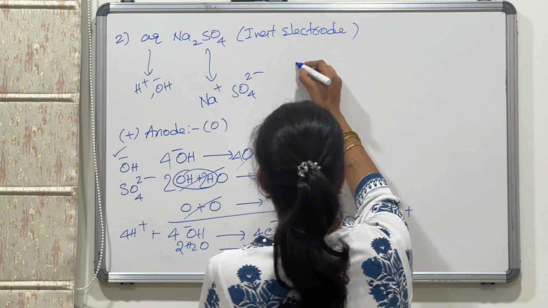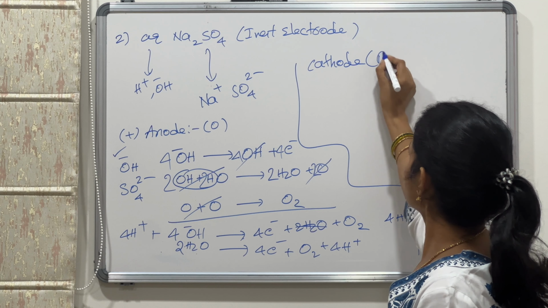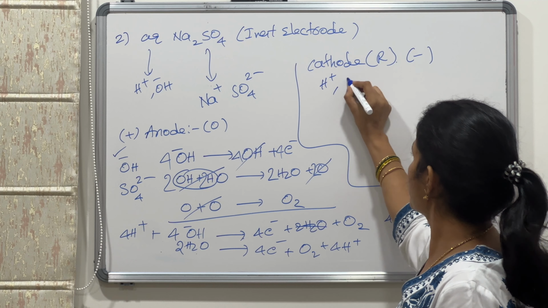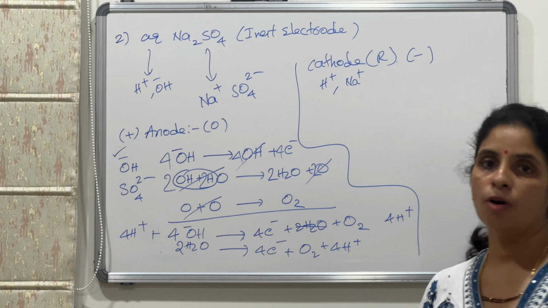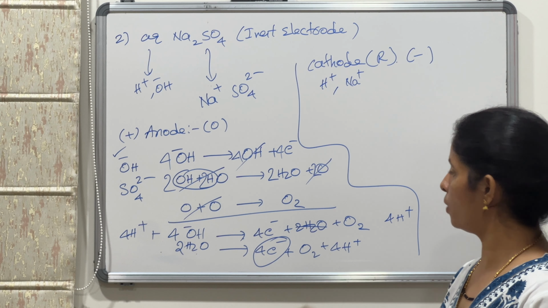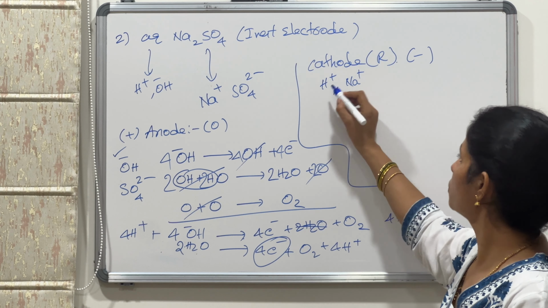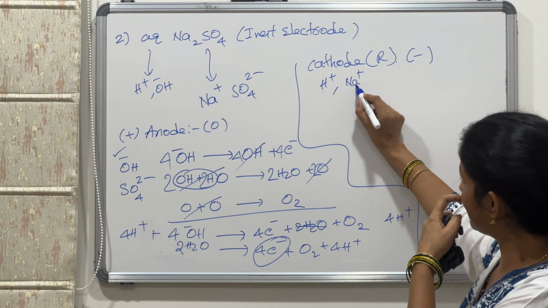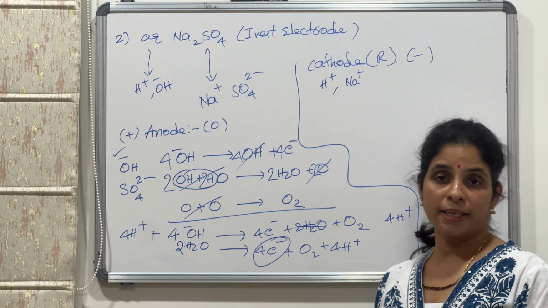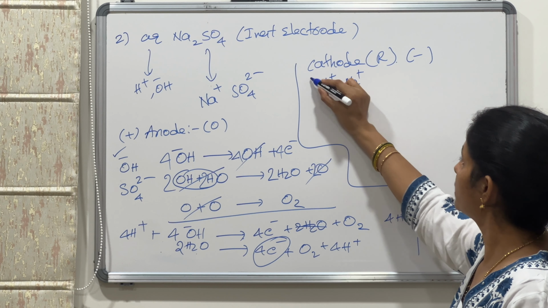Same thing. Now what are the reactions at the cathode? Cathode means reduction, no? And negatively charged. What are the positively charged species? H plus and Na plus. So obviously the electrons given out at one electrode will be accepted by the other. So here H plus and Na plus. So here the reduction potential of water is greater than the cations of group 1, 2 and 3. So here this will win the race.